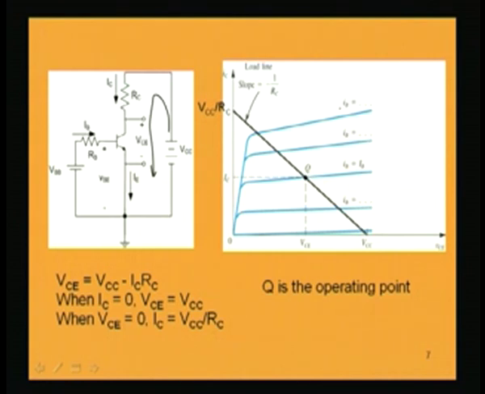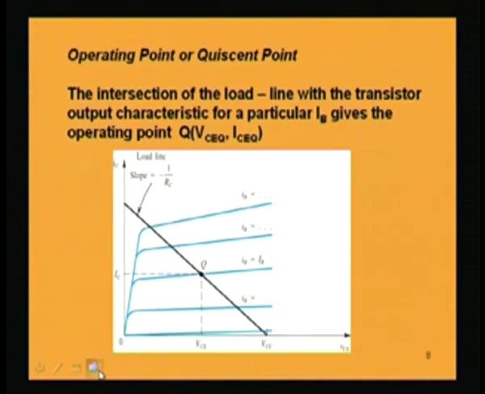This Q is the operating point, or quiescent point, or silent point; various names are there, but this point is nothing but the point which determines the DC condition in the output circuit. So, the operating point is one important point we must first set. Setting the operating point properly is the basic criterion for proper amplification in a transistor amplifier.